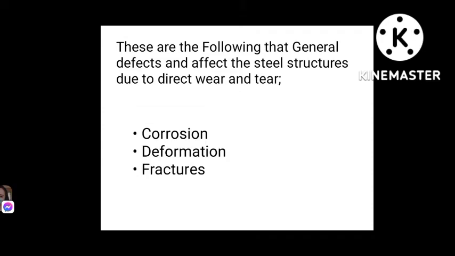These are the following defects that affect the steel structures due to direct wear and tear. We have three general defects that affect. First is corrosion, second is deformation, and the third is fractures.